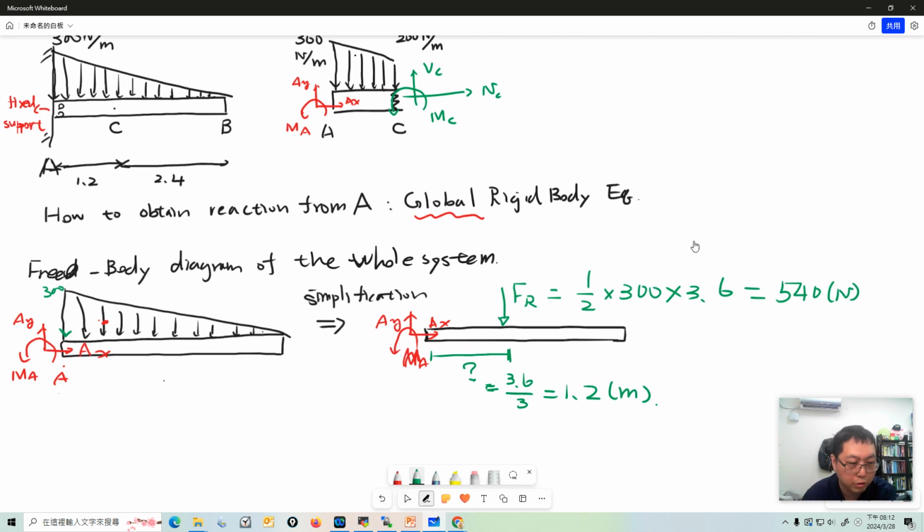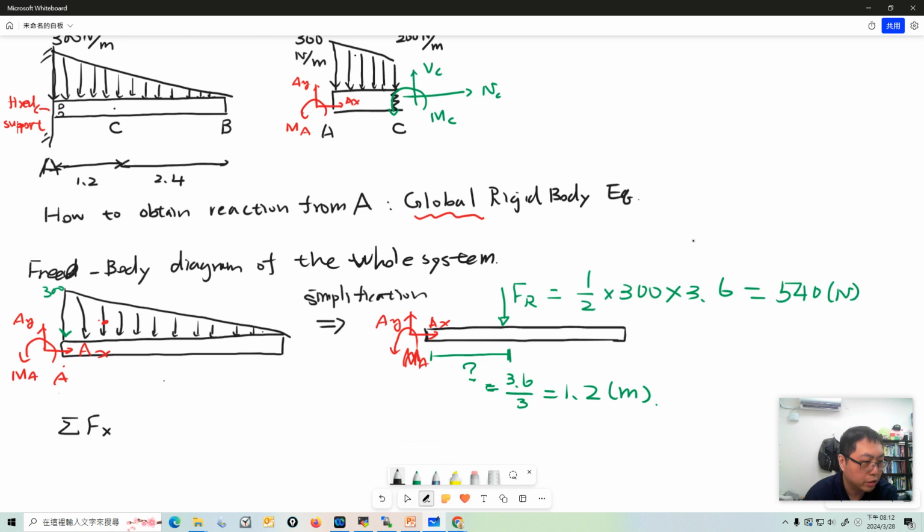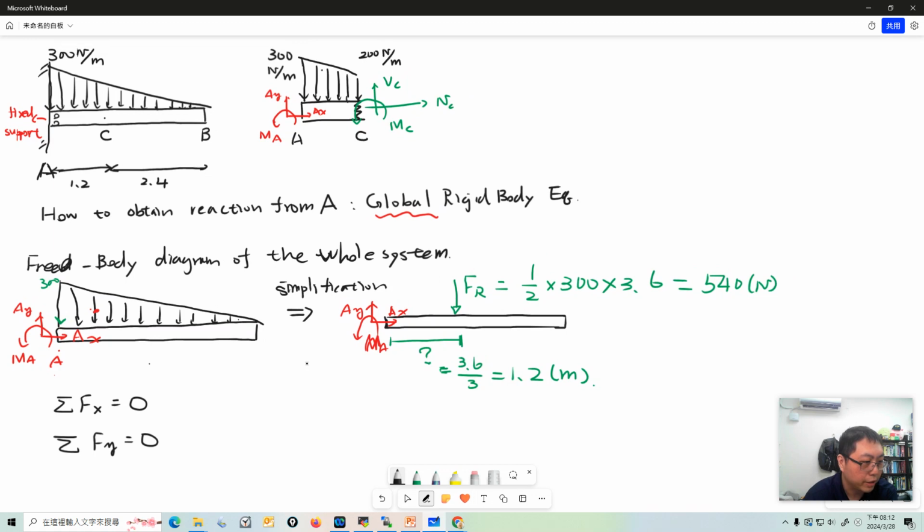Since the whole system is a rigid body in equilibrium, and it's a 2D system, we only have three equations: the summation of Fx equal to 0, the summation of Fy equal to 0, and the total moment equal to 0. For the moment, we use A as the reference point, because we want to find the reaction at A.